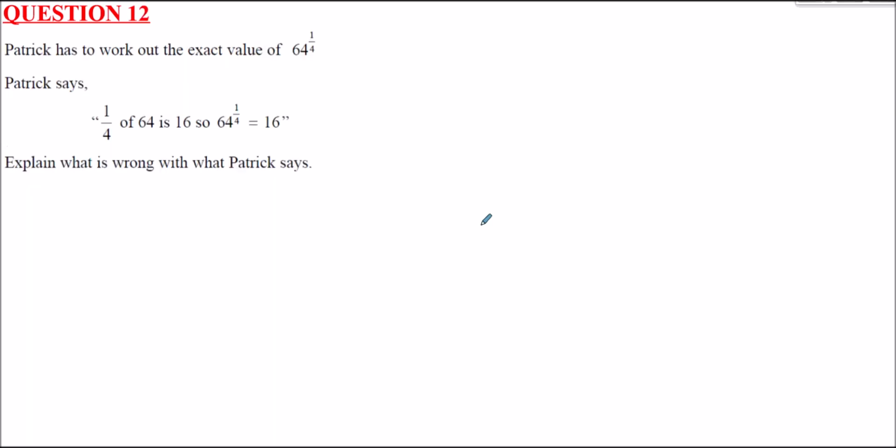Question 12. So we've got Patrick here trying to work out the exact value of 64 to the power a quarter. Patrick says a quarter of 64 is 16. So 64 to the power a quarter is 16. He's just thinking that this power is the same as doing a fraction of the amount.